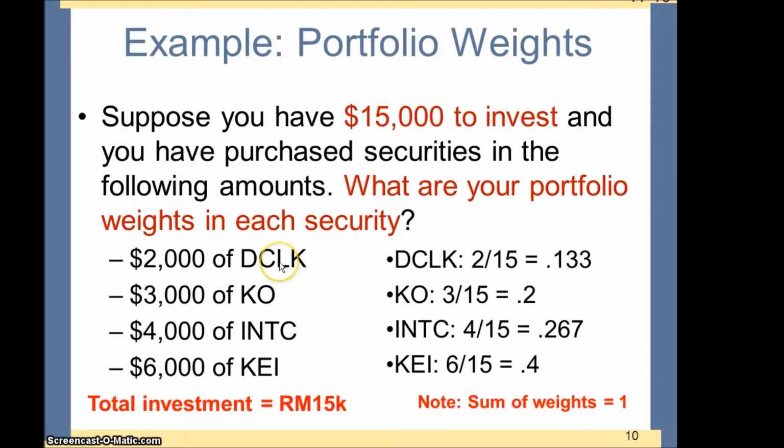So what is the probability of it? The probability for stock number 1 is 2K divided by 15K. This is how you get 13.3%. 3K for stock 2, 3K divided by 15K, right? You get 20%. 4K divided by 15K, you get 26.7%. And the last one, the probability is 6K divided by 15K, so that is 40%. When you add up all these probabilities, it must equal 1 or 100%.